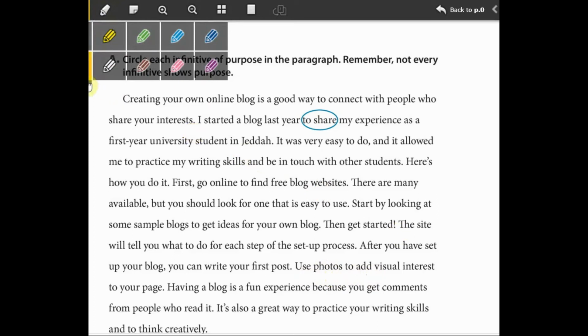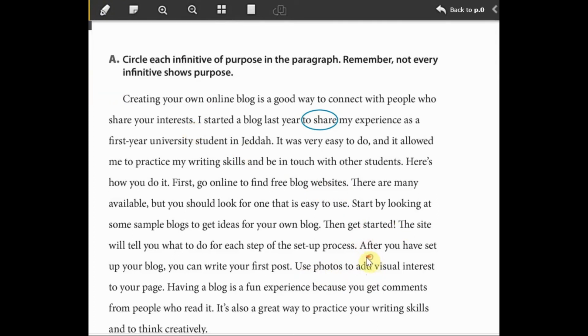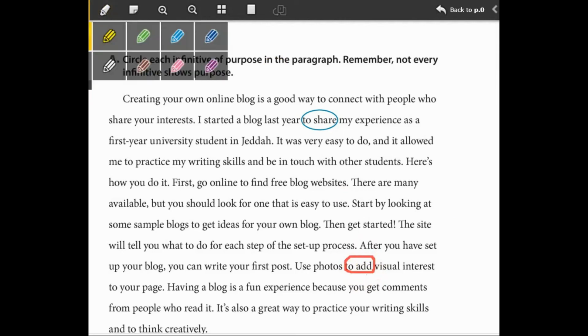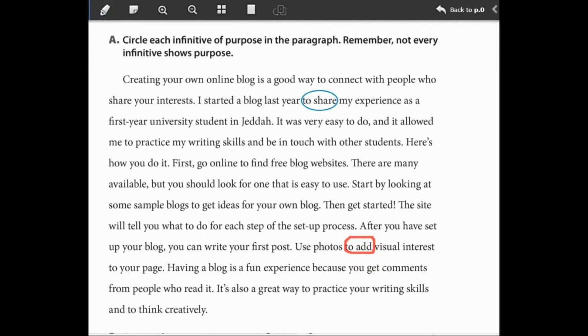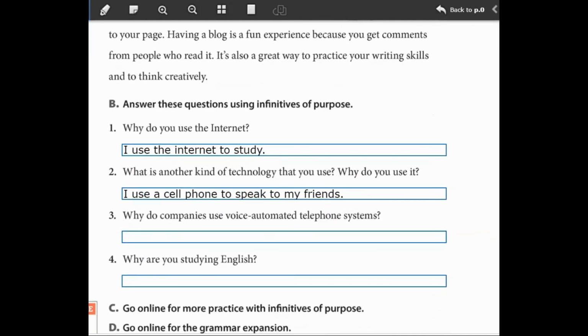So we will draw a circle around to add. There we are. Because it is an infinitive of purpose. Please scan the rest of this paragraph and look for the infinitives of purpose, circling the correct infinitives. Let's move on to B. The question reads, answer these questions using infinitives of purpose. So we have 4 questions here.